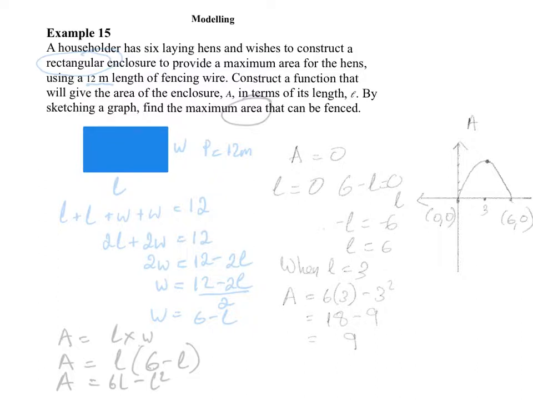The only other things we need to put in there are open circles at either end there, because if L was equal to 0, then our area would be 0. Or if L was equal to 6, our area would be 0, and we wouldn't have a rectangle. So we can't equal those two values. This point up here is when L is 3, A is equal to 9. So that is 9 metres squared. That is the maximum area of the rectangle.